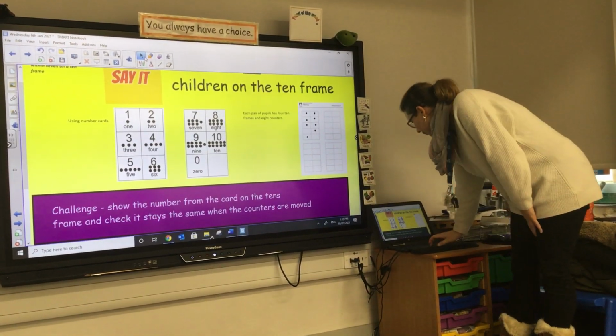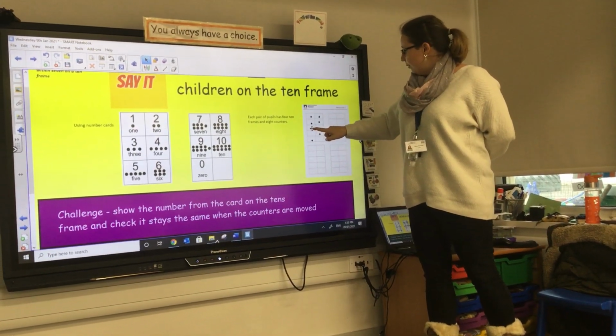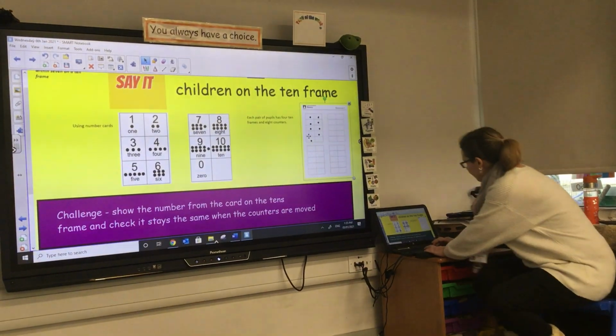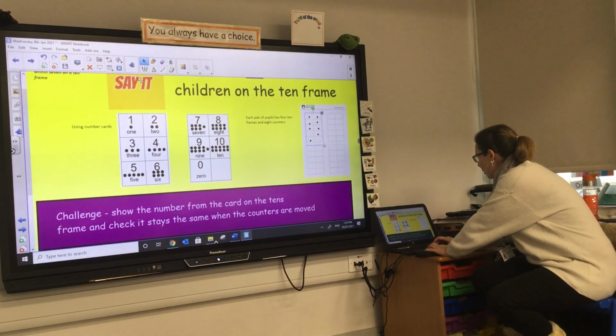And then I need to see if they're going to stay the same when I move them. So I'm going to move this one. Oh, it's much easier to do it down here, look. Move this dot. Oh, I'm not sure it's going to work.